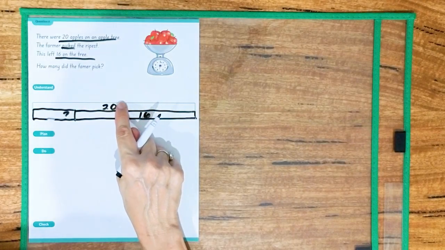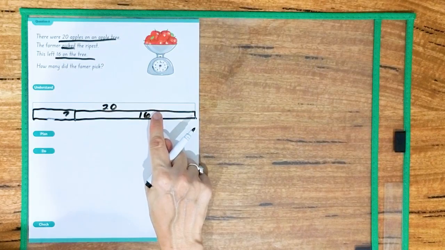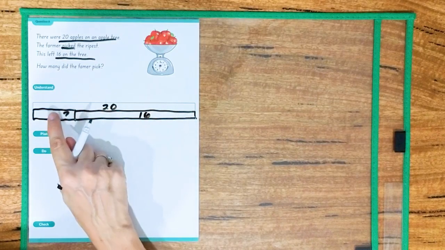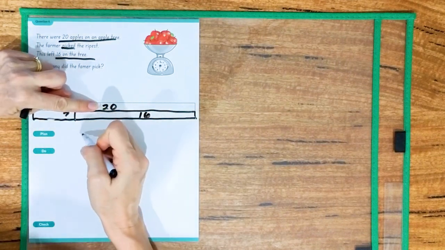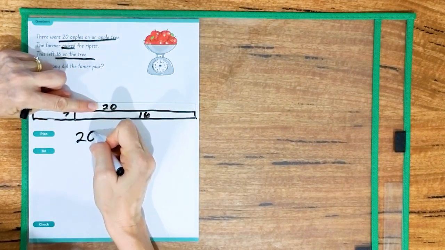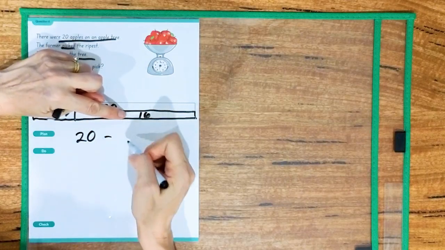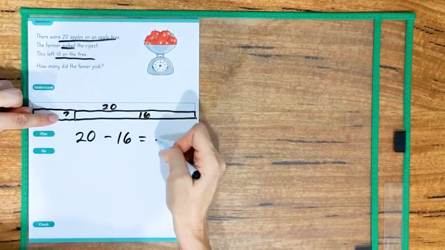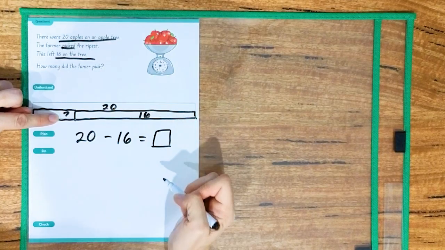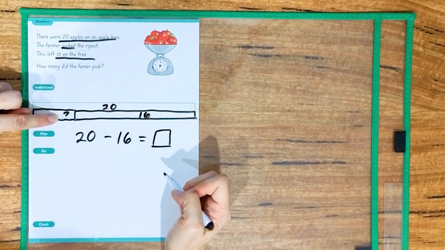I know the whole and I know the part that remained on the tree, but I don't know the part that was picked. So the plan I'm going to do is the whole of 20, subtract the part I know of 16, will give me the part I don't know, which are the apples that the farmer picked from the tree.